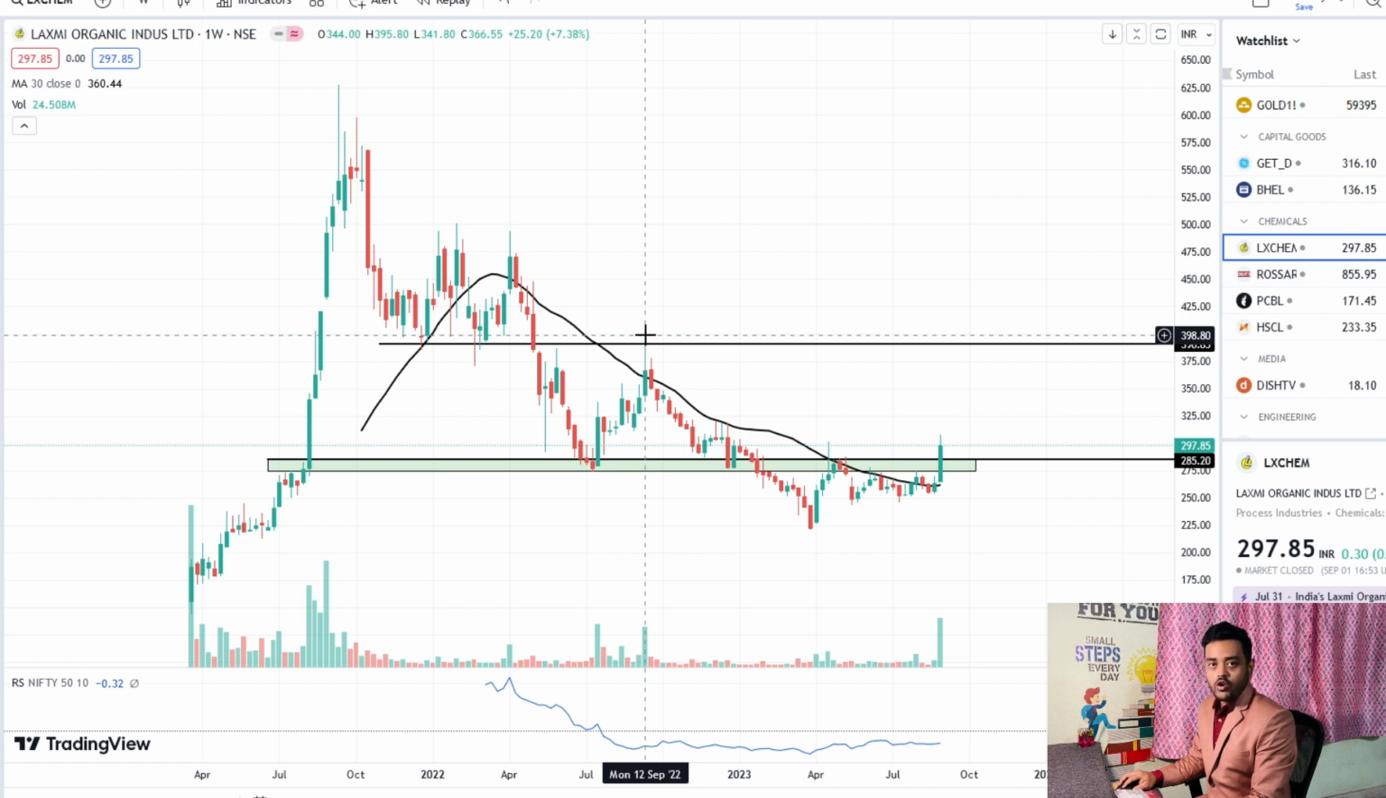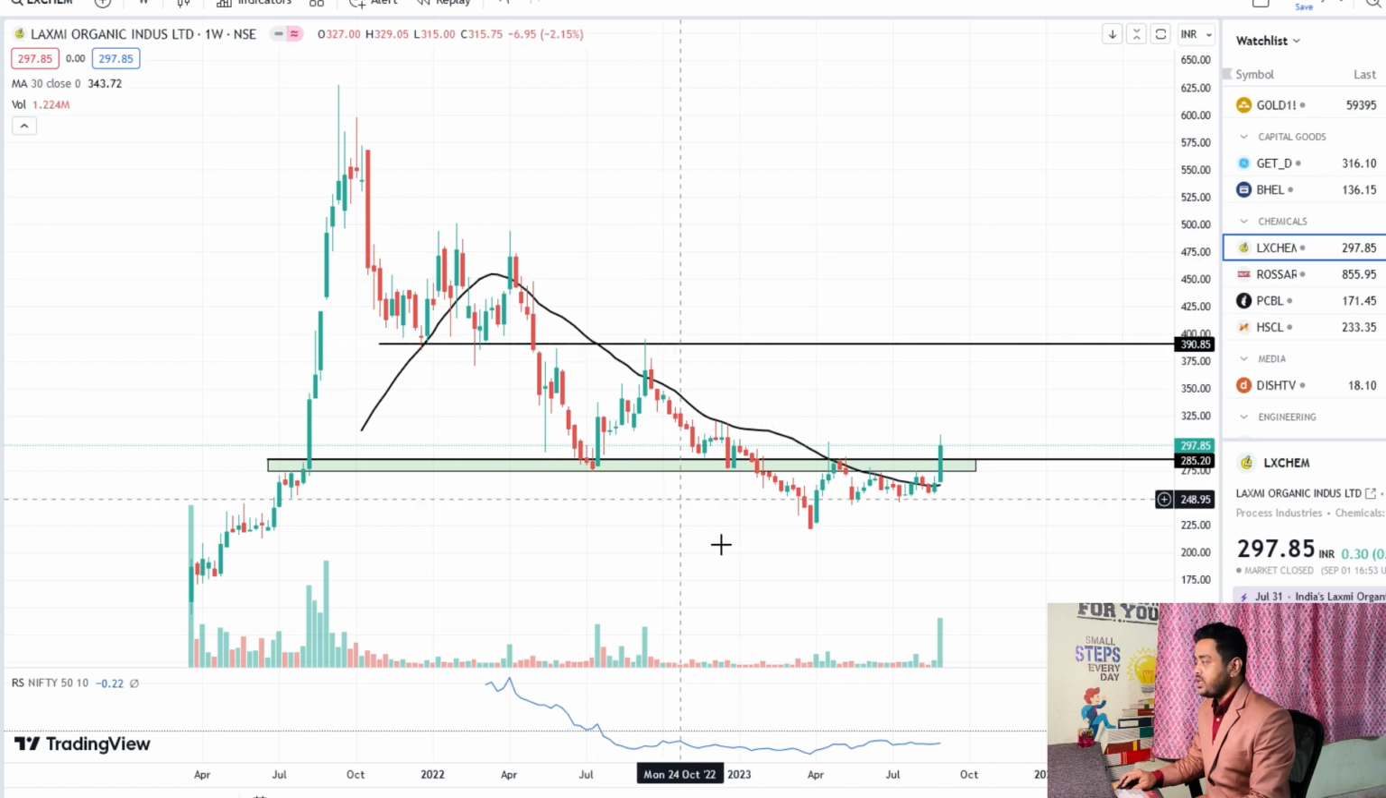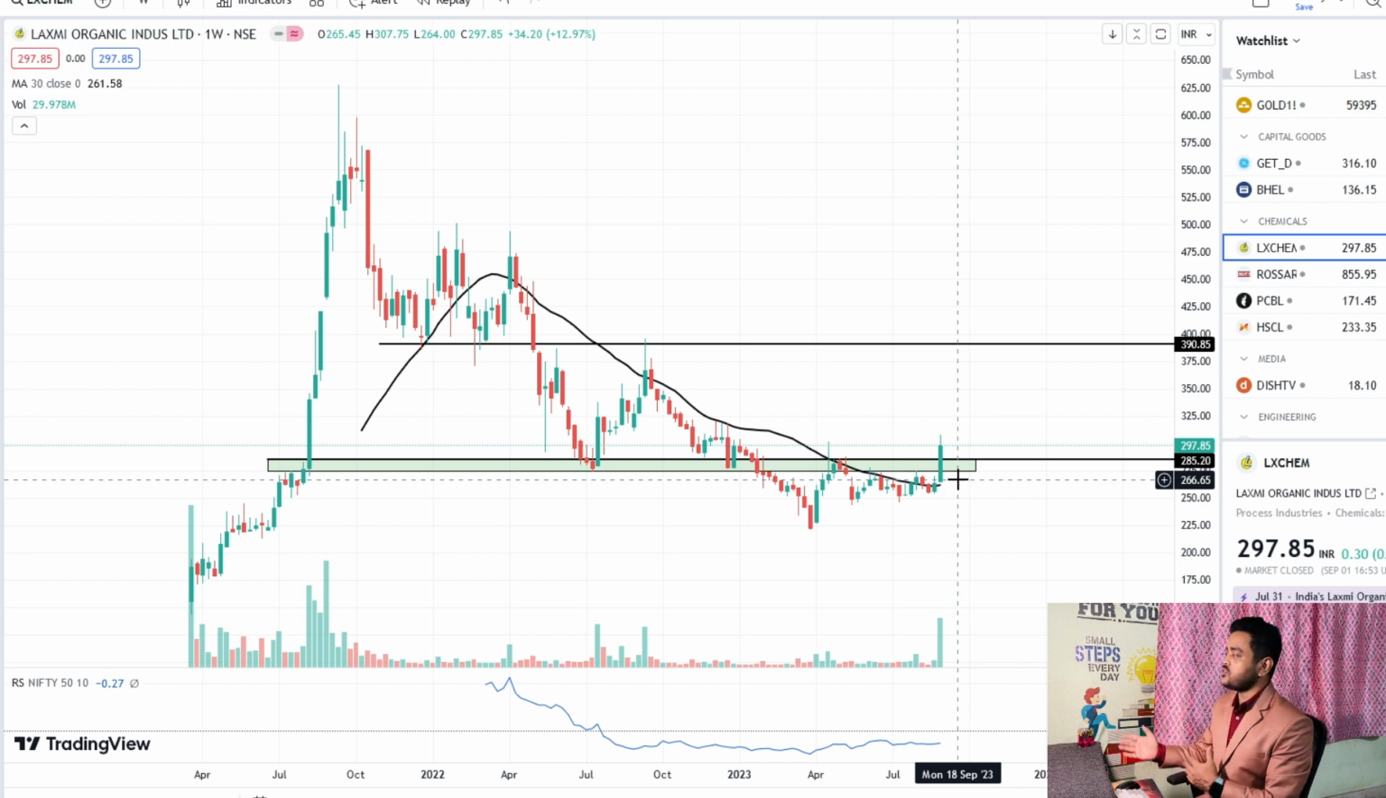So I could not enter my position because it just peaked out of this level, and my psychological number was again 400, and it did not cross 400. It was around 395, as you can see. Since then I had not really been waiting on this stock, I just kept it in my watch list, and I forgot that it was in my watch list.